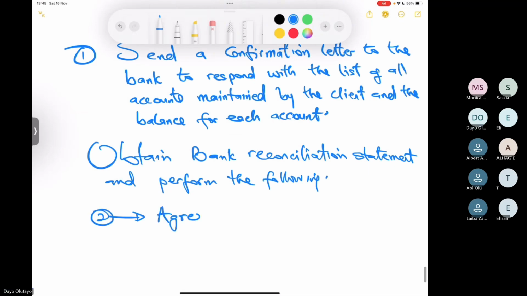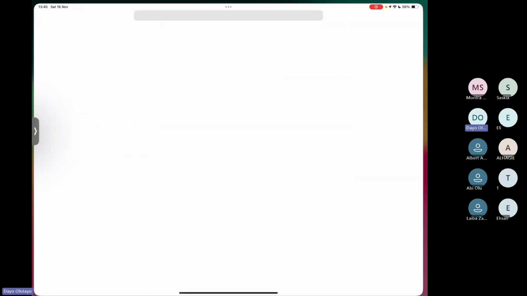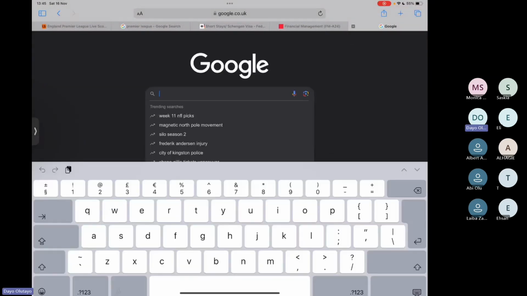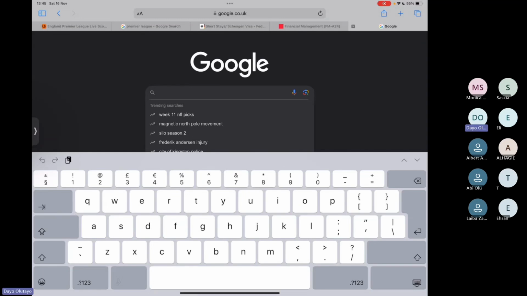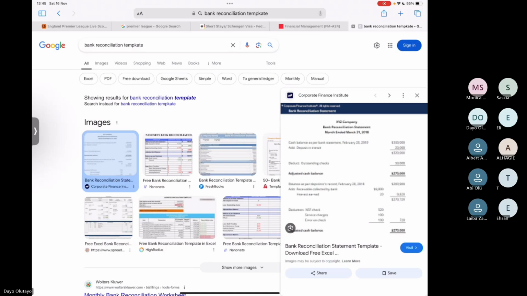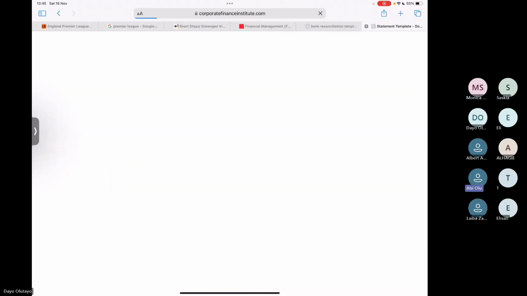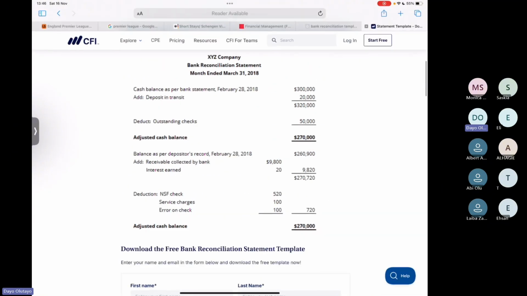Agree the balance, so that you understand what I'm saying. Look at this quickly. You can still see my screen. Bank reconciliation template. Let's just pick one. Can you see my screen? Yes, yes, we can. Sorry. Look at the template.